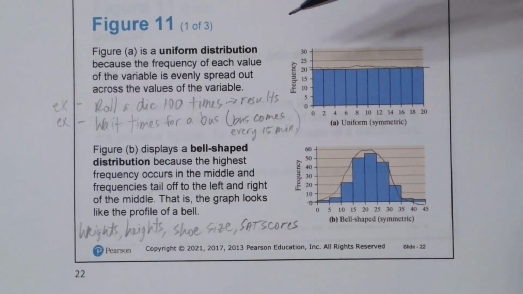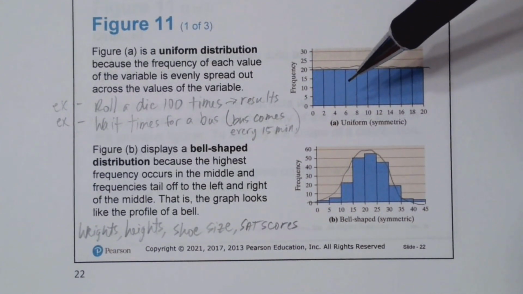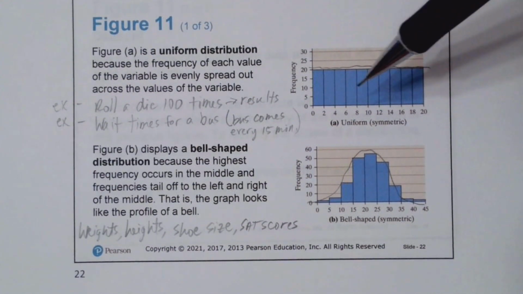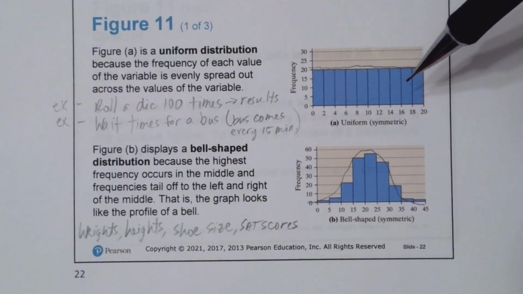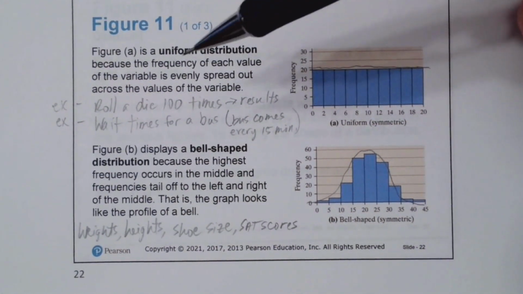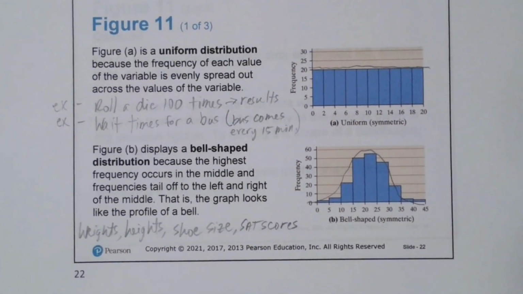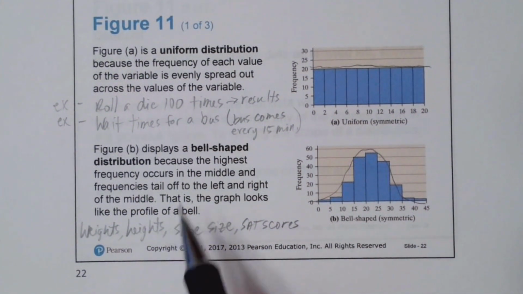So figure A is a uniform distribution because the frequency of each value of the variable is evenly spread out across the values of the variable. So for example, if you were to roll a 6-sided die 100 times, you would expect to get as many 1s as you get of 6s, and the same thing for all the numbers from 1 to 6. That's because you have a 1 in 6 chance of getting each of those outputs.